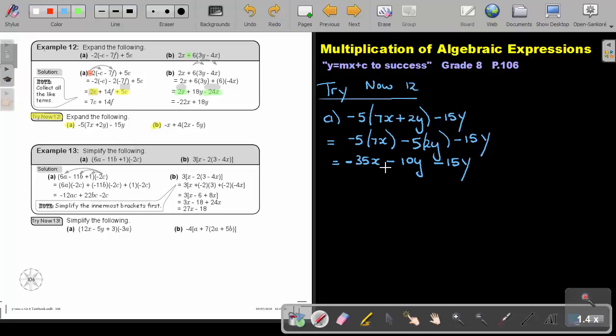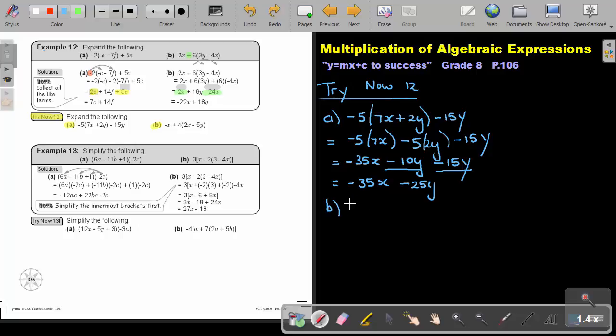Okay, let's look for our like terms. Remember to underline it from the sign. So this one I just rewrite. And this one, if the signs are the same, what do we do? We add the numbers and we keep the sign. And that will be my final answer. Okay, let's look at the next one. Number B.